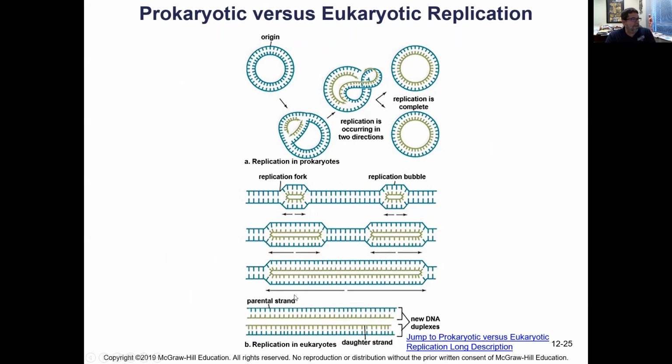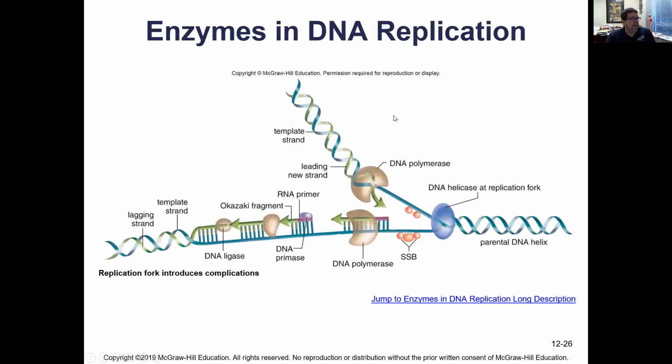And then here is the prokaryote. So remember, they have that circular piece of DNA. They do it that way. Enzymes are involved here, a couple more to it, DNA polymerase. We also have a concept called Okazaki fragments here.